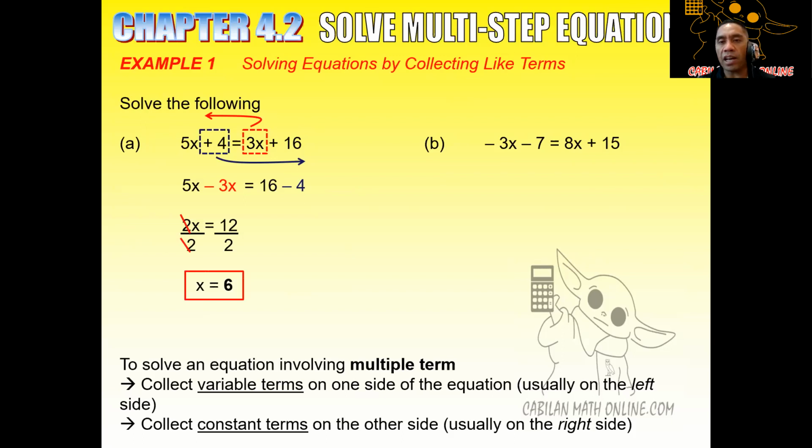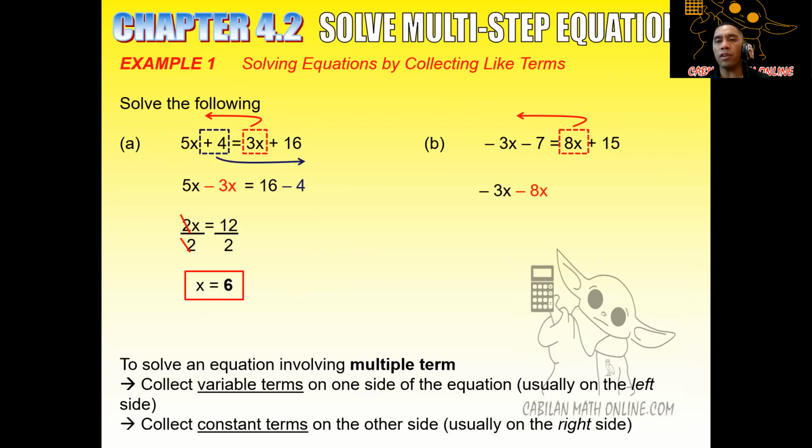Notice we have a negative 3x minus 7 on the left and an 8x plus 15 on the right. So just like the previous question, we want all the letters to the left and numbers to the right. Starting off with the variables or letters, we're going to take this 8x over here, and we're going to move it to the other side and then subtract it from the negative 3x that's already there.